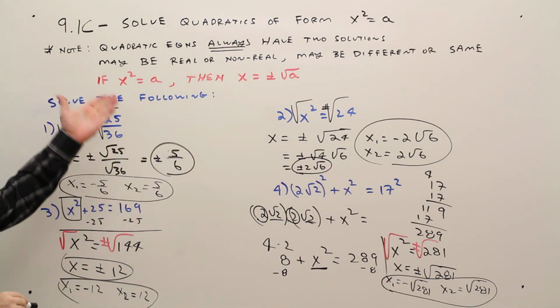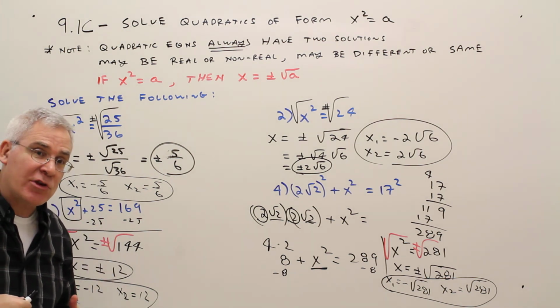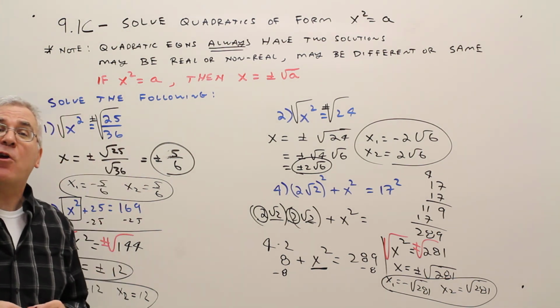So there you have it. 4 examples on how to solve a quadratic equation of the form x squared equals a.